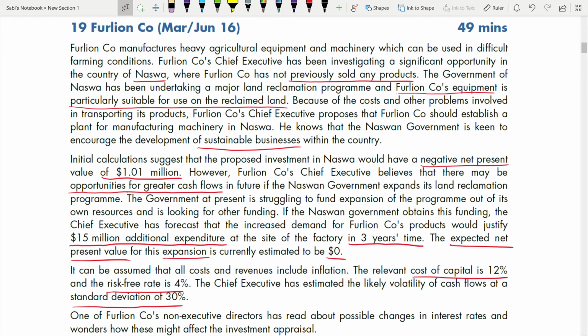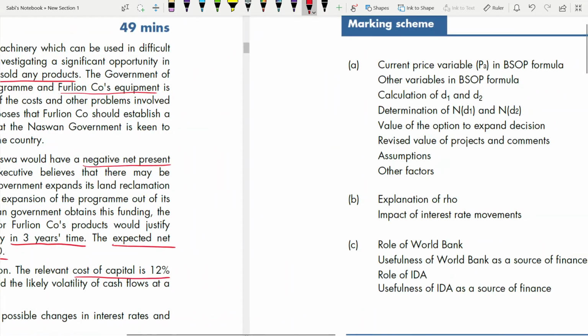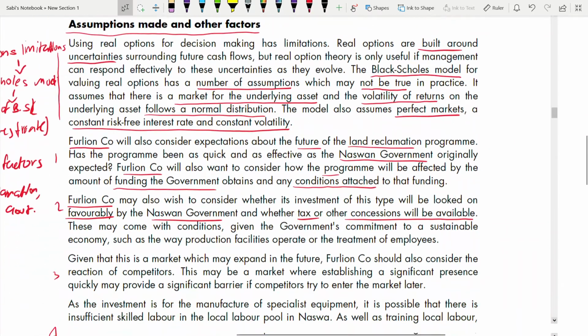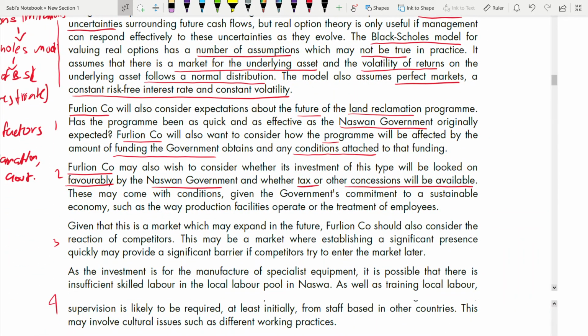See, first paragraph, last line. The Nasman government is keen to encourage development of sustainable business within the country. So you have to also see whether your business, your investment in that country, is it seen as a sustainable business or not? Because the government is going to develop those.